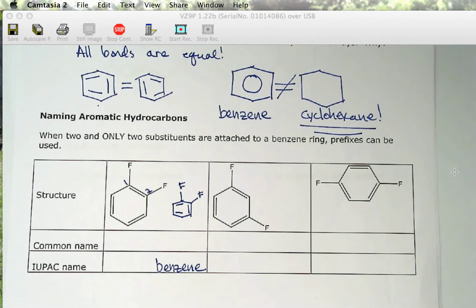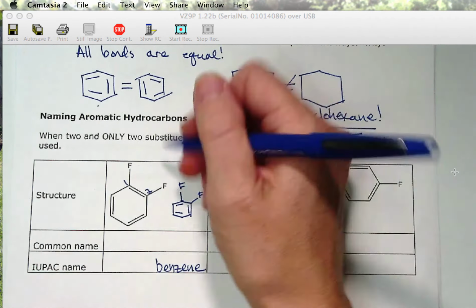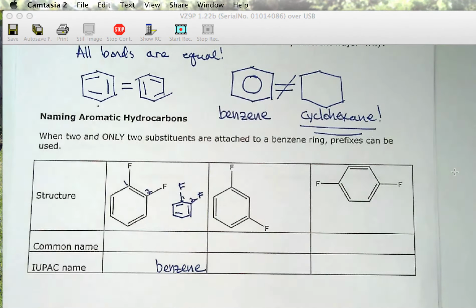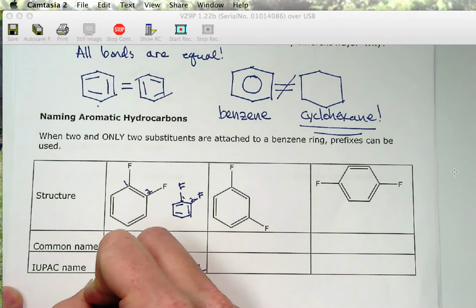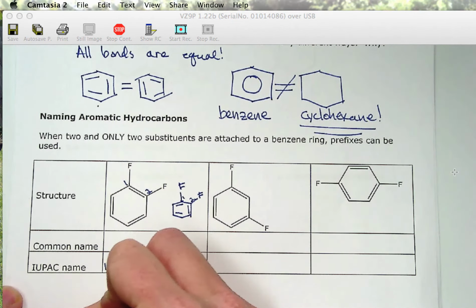Because remember, the bonds in benzene are all equal. They're always moving around. So if you took another picture of it, the double bond would be rotated the other way. So you kind of have to shift out of the mode of the double bond having to be between carbons 1 and 2, which is what we saw with cycloalkenes, but that does not apply to aromatics. So this is 1, 2 still. So this will be 1,2-difluorobenzene.